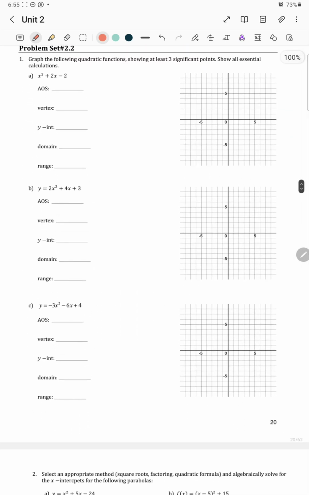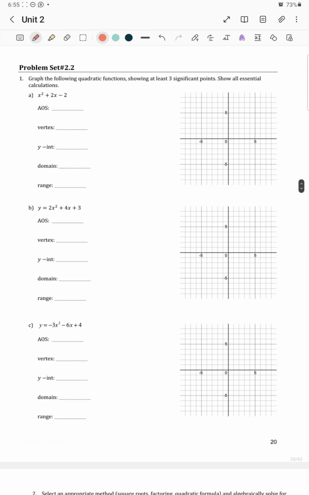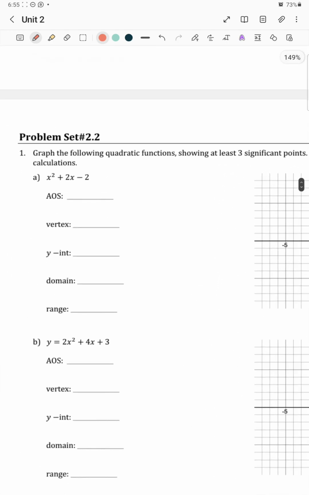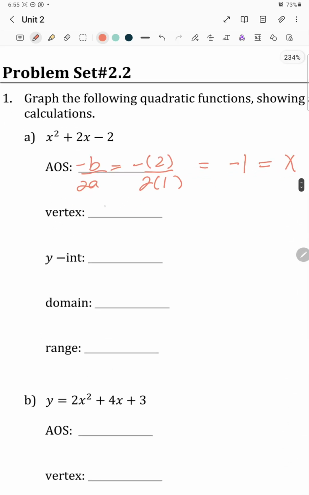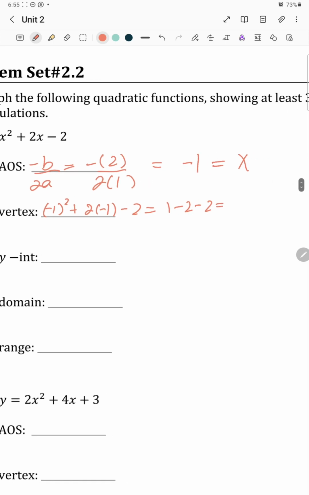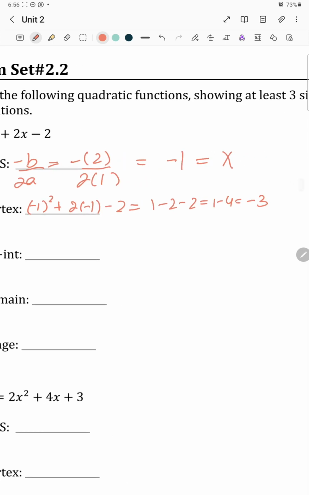Coming to the problem set: graph the following quadratic functions showing at least three significant points. Show all essentials. So x square plus 2x minus 2. It would be very easy. First of all, we need to know the AOS, which is equal to minus b over 2a, which is minus 2 over 2, which is minus 1. It is the value of x. If we get the value of x, we can find the vertex, which is y: minus 1 square plus 2 times minus 1 minus 2, which is 1 minus 2 minus 2, 1 minus 4, which is equal to minus 3.